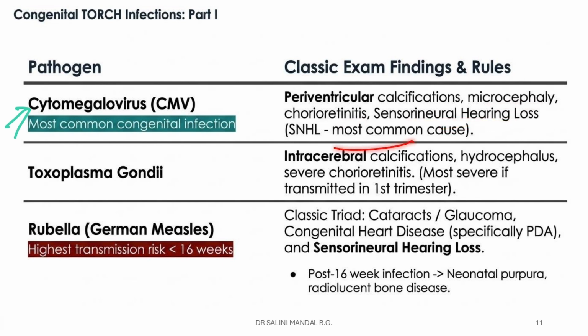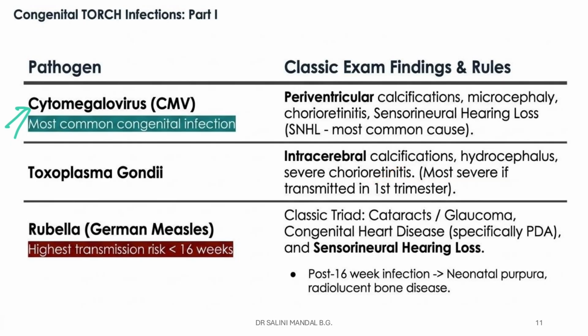The most common cause of sensorineural hearing loss is going to be the cytomegalovirus. Then next comes the Toxoplasma gondii. Intracerebral calcifications will be there. See, periventricular calcification, cytomegalovirus. Intracerebral calcifications, that is going to be Toxoplasma gondii. Okay, plus hydrocephalus and severe retinitis.